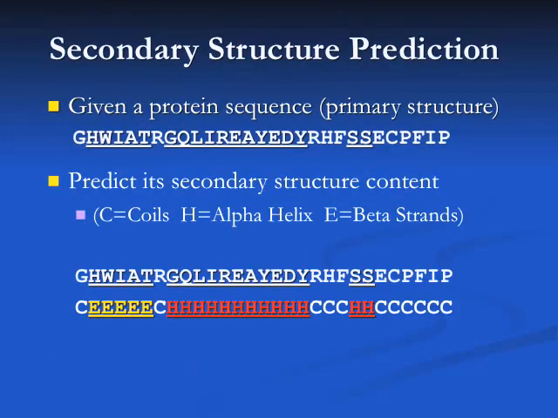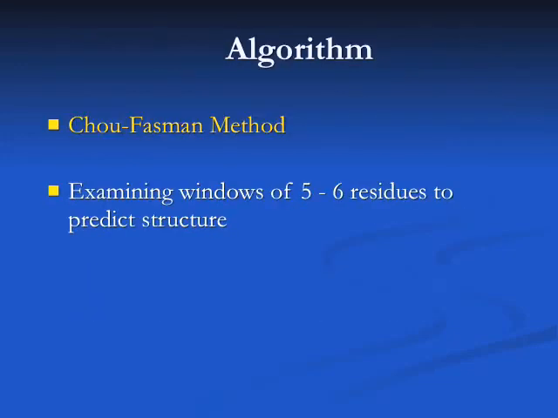Okay. So for example, here we give you a protein structure, and we just gave you a short snippet there of amino acids. So this is probably 20, 25 amino acids or so. And what we would like you to do is predict its secondary structure content. Coils is C, H is alpha helix, E is beta strands. And so there we've applied a mathematical method, and what we're predicting is that secondary structure, where again, E is the beta sheet, H is the alpha helix, and C would be the coils.